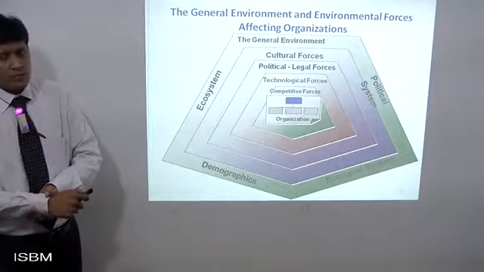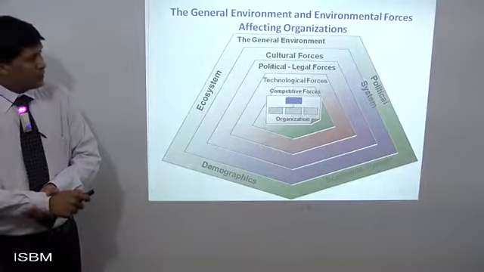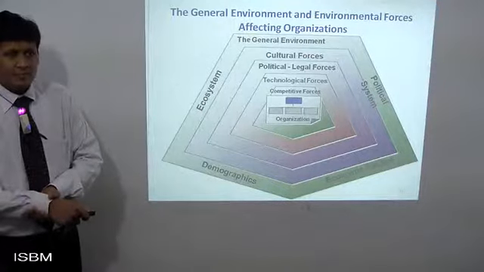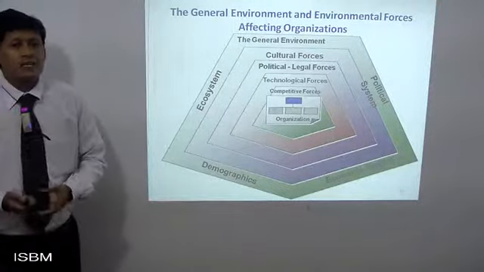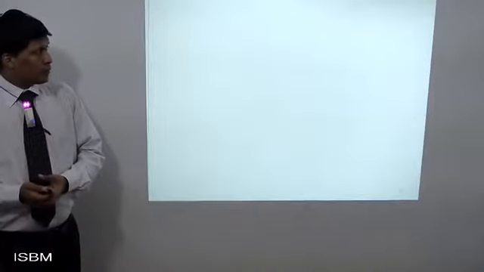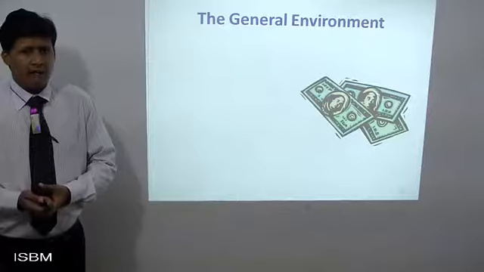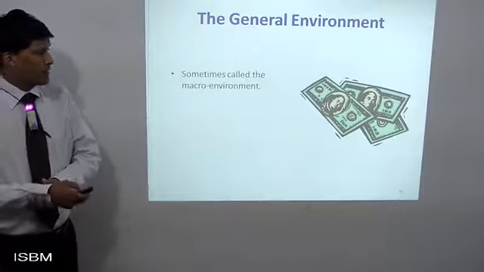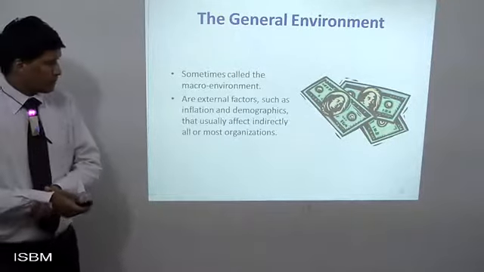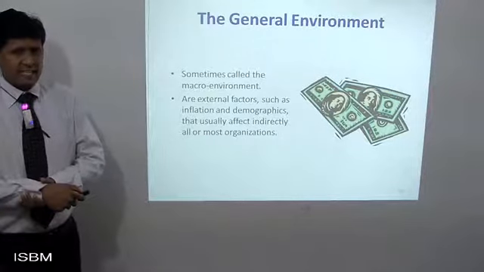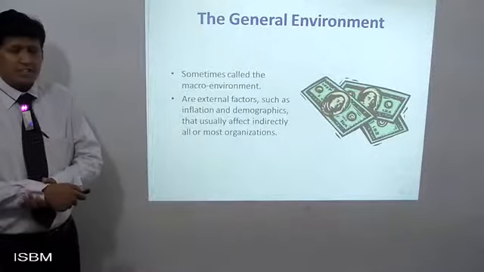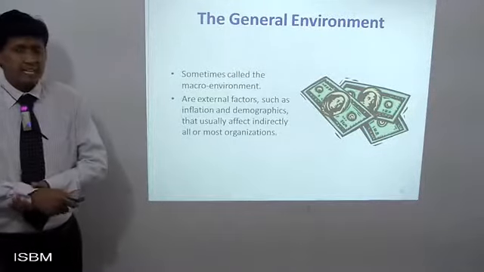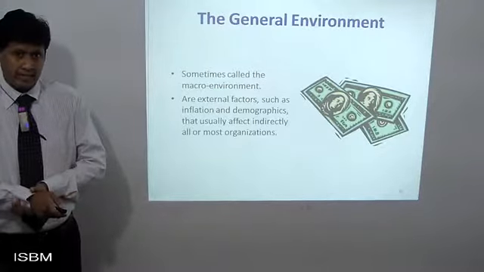And if you see the outer layer, they include the general environment: political systems, economic systems, the demographics, and the ecosystem as well. So when we are looking at the general environment, we look into each of these parameters one by one. The general environment is sometimes called the macro environment. These are extended factors such as inflation and demography that usually affect most organizations indirectly.